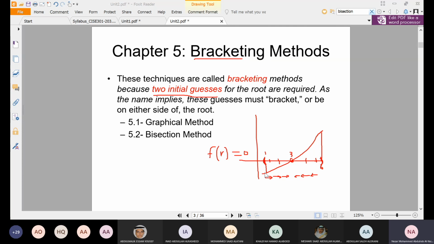Any n-order polynomial has exactly n roots. If any n-order polynomial has exactly n roots or n zeros, then any order polynomial has at least 1 root, we know this one.